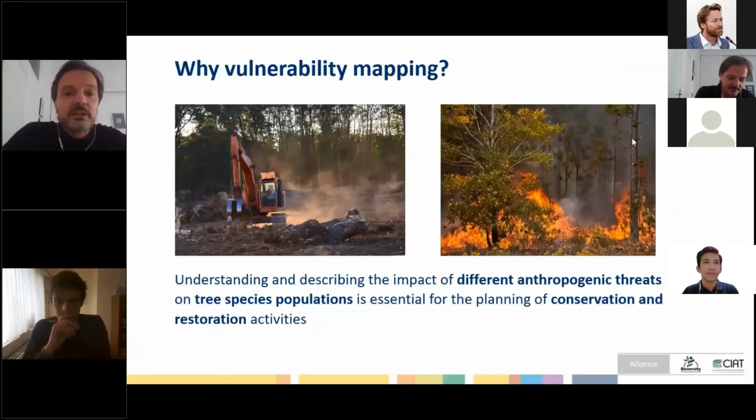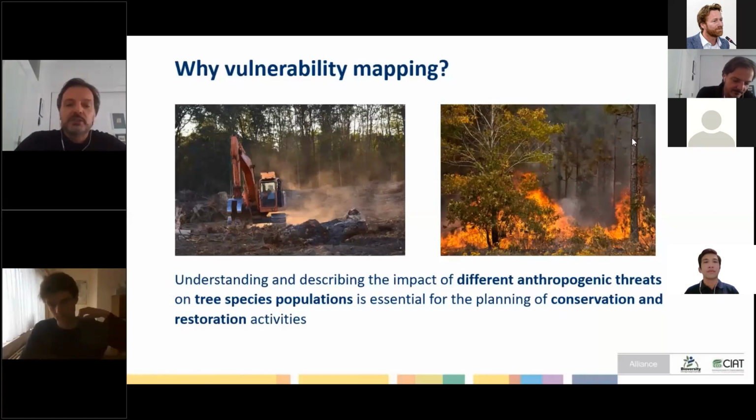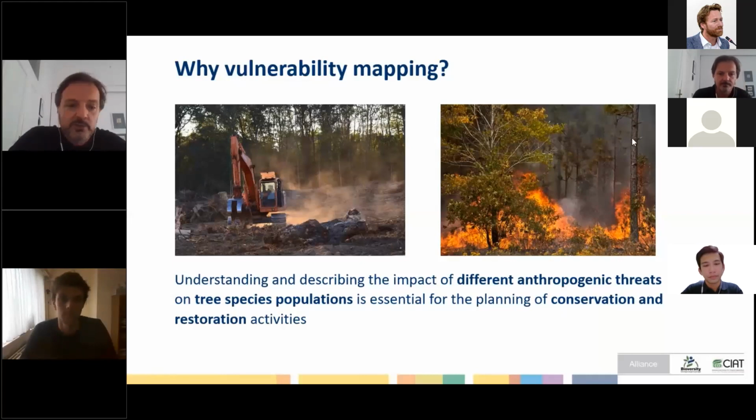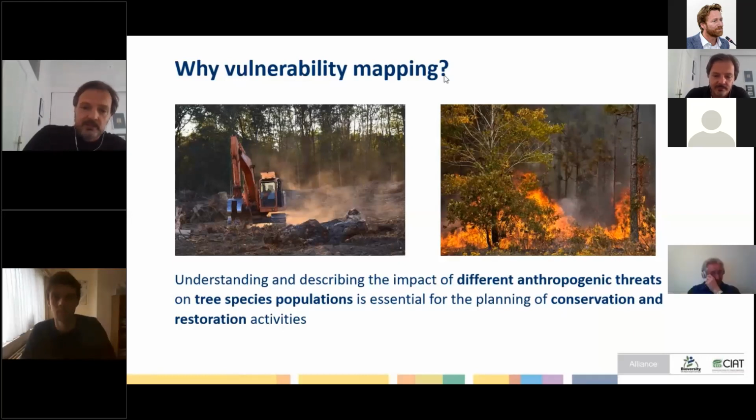So why vulnerability mapping in general? Understanding and describing the impact of different anthropogenic threats on tree species populations is essential for the planning of conservation and restoration activities. We are showing here two photos showing very important threats to tree species populations: one, land use change, deforestation, and the other, forest fires.